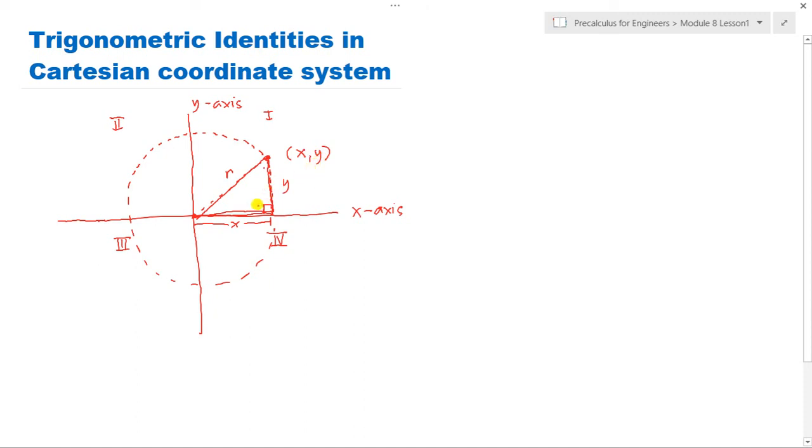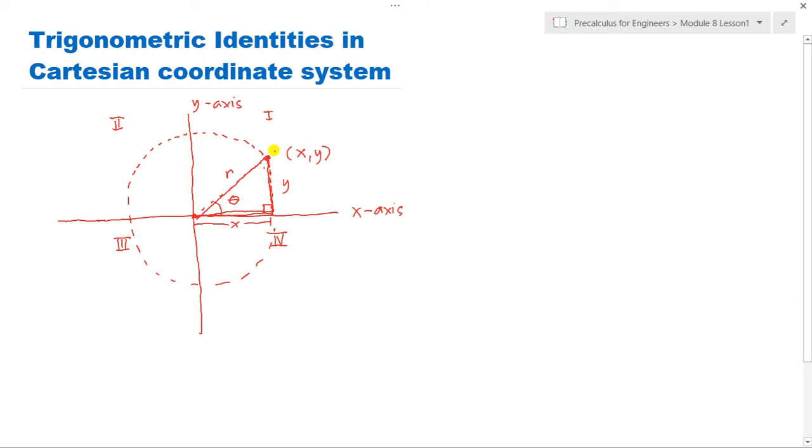Why? Because we already have this right triangle, and if I put here an angle theta, so again, what is the type of angle here, or what do we call this theta? So theta is an angle in standard position. Why? Because its first ray is on the x-axis, and its terminal side is somewhere between 0 to 90 degrees. So this is an angle in standard position.